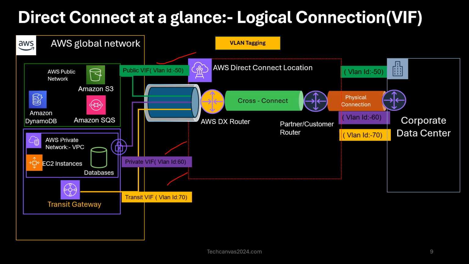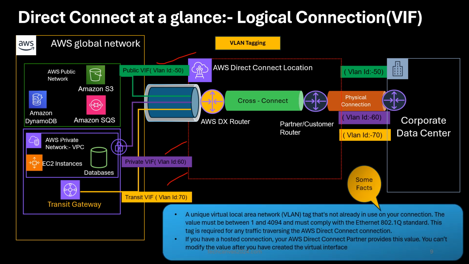Each virtual interface on a given connection requires a unique VLAN tag. The VLAN ID is installed at a database on the customer gateway devices. Please note that you cannot modify VLAN information to create a new VIF from the AWS Management Console. AWS assigns a VLAN on creation of each hosted connection. So there are some facts.